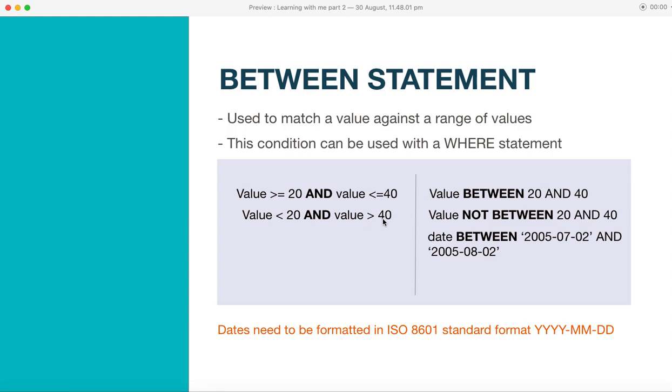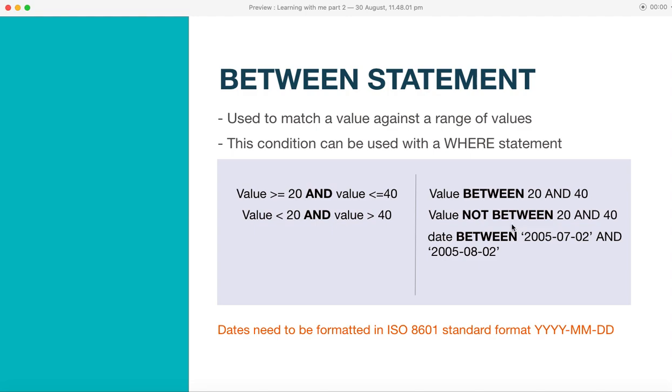Let's say you don't want the records between 20 and 40, but you want all the other records. At that time, instead of giving value lesser than 20 and value greater than 40, you can specify value not between 20 and 40. So you specify the not operator over here.